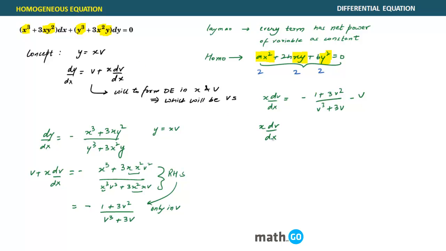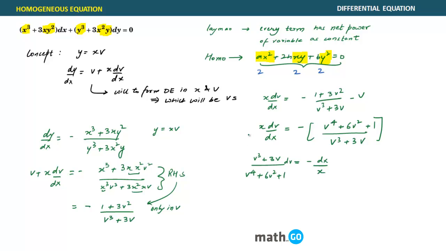So now just write by taking the LCM, if I take minus common, so this will be v raised to power 4 plus 3v square plus 3v square, plus 6v square, right? And this will be plus 1 divided by v cube plus 3v. This is what you will get. And if you cross multiply, so then what we can say? v cube plus 3v divided by v4 plus 6v square plus 1 is equal to, and let's say dv here, and minus dx by x. This is what you will get.